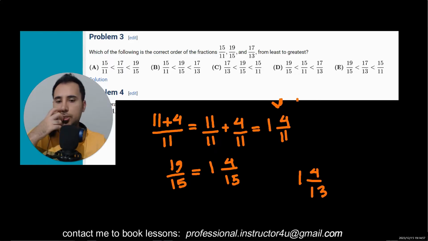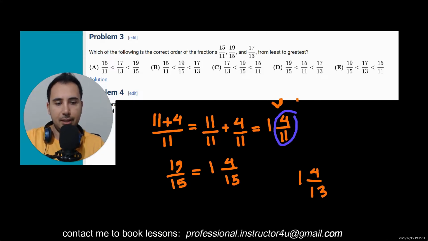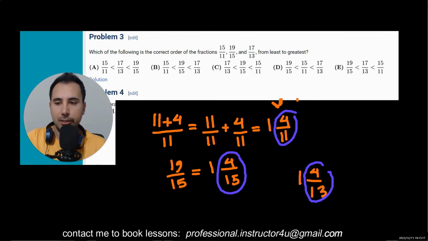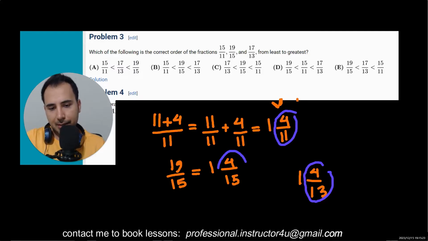Good. So we just want to compare them, right? You could see clearly that 1 is equal in all of them. So you just have to compare these ones: 4 over 11, 4 over 13, 4 over 15. Which one is the smallest one? The smallest one would be this.